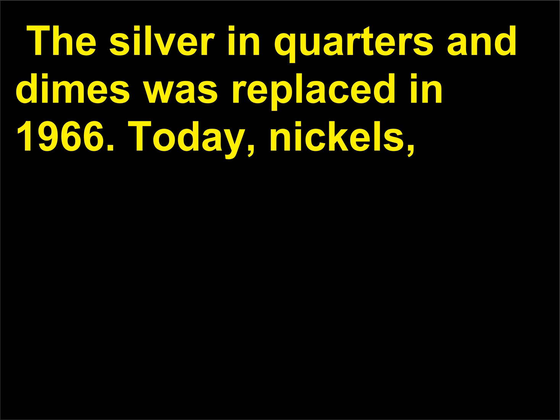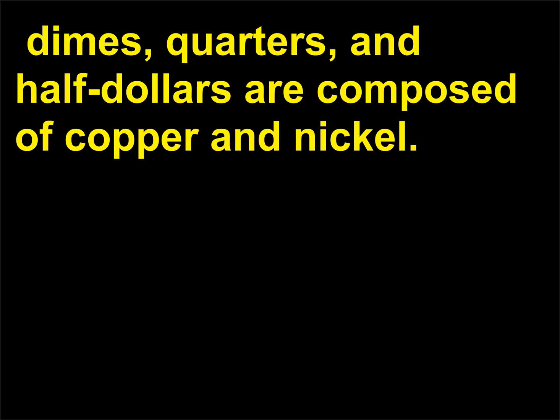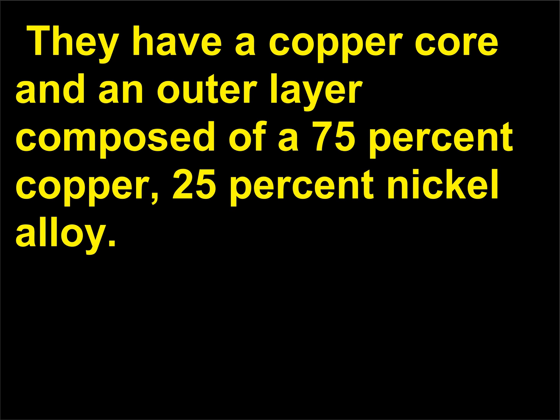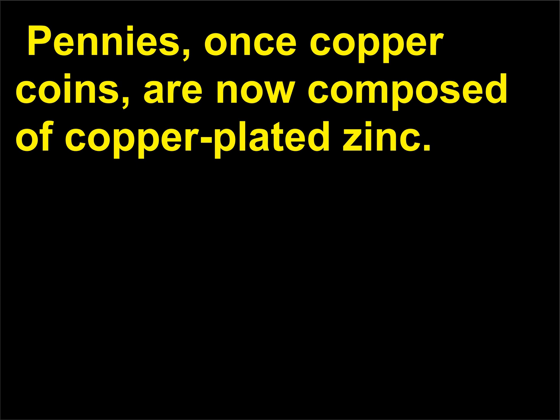Today, nickels, dimes, quarters, and half dollars are composed of copper and nickel. They have a copper core and an outer layer composed of a 75% copper, 25% nickel alloy. Pennies, once copper coins, are now composed of copper-plated zinc.